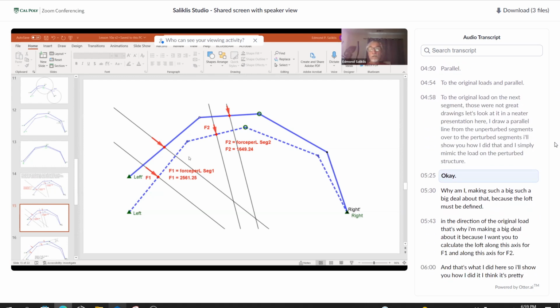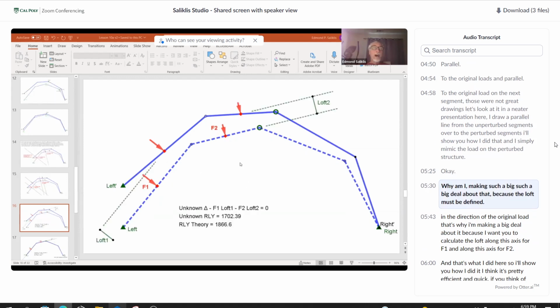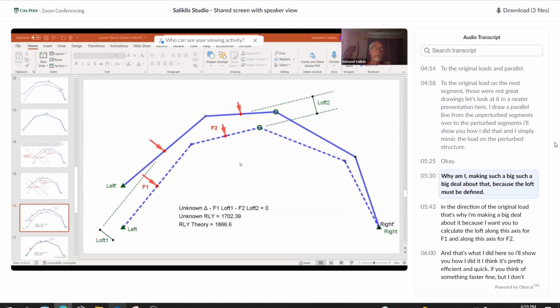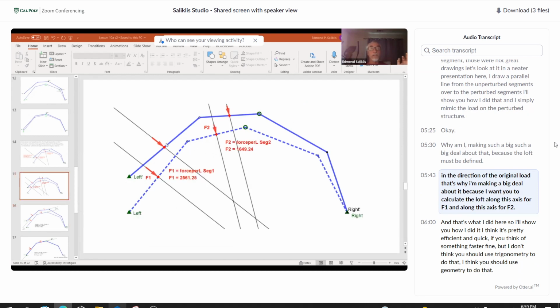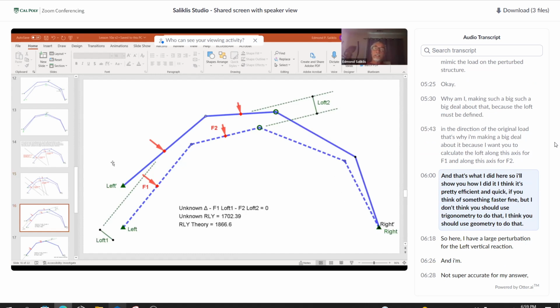Okay. Why am I making such a big deal about that? Because the lever arm must be defined in the direction of the original load. That's why I'm making a big deal about it, because I want you to calculate the lever arm along this axis for F1 and along this axis for F2. And that's what I did here. So I'll show you how I did it. I think it's pretty efficient and quick. If you think of something faster, fine, but I don't think you should use trigonometry to do that. I think you should use geometry to do that.